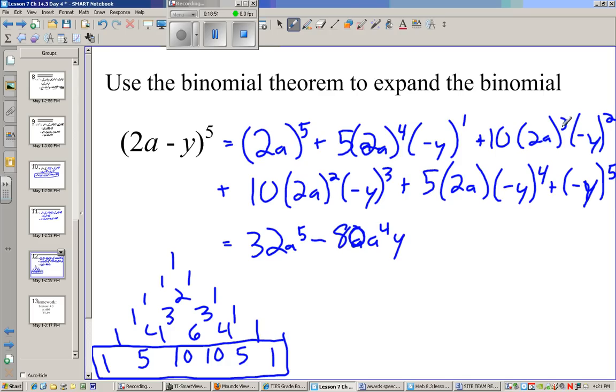Here we have 2 to the third, which is 8. 8 times 10 is 80. And y squared is going to be positive, so this is another 80 a to the third y squared. Now the negative y to the third would be a negative y. 2 squared would be 4. So 10 times 4 would be 40. And that would be a minus 40 because of the negative in front of the y.